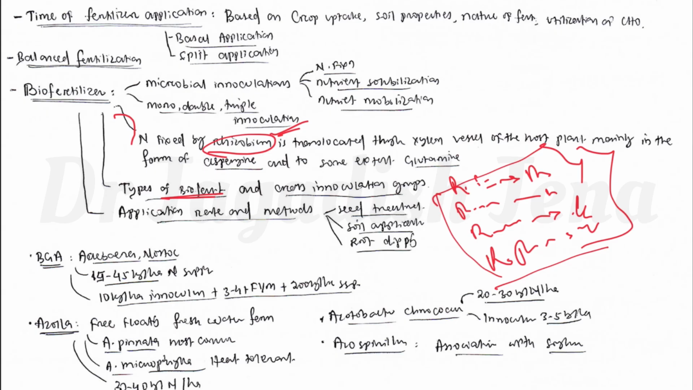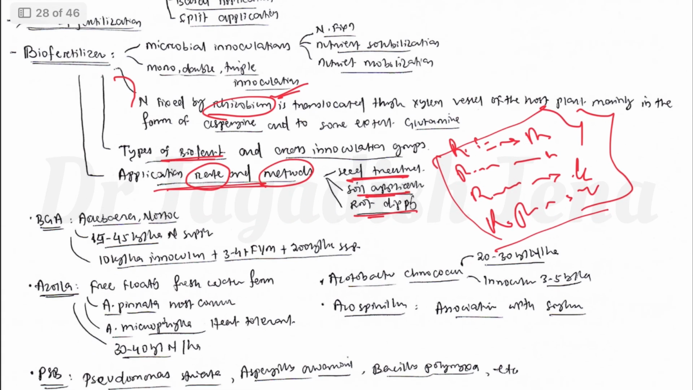How to apply rhizobium? The application rate and method should be proper for different crops. Biofertilizer can be applied through seed treatment. The general recommendation is 200 gram per 10 kg of seed, so one packet or 200 gram per 10 kg of seed is recommended. Then soil application and root dipping can also be done.